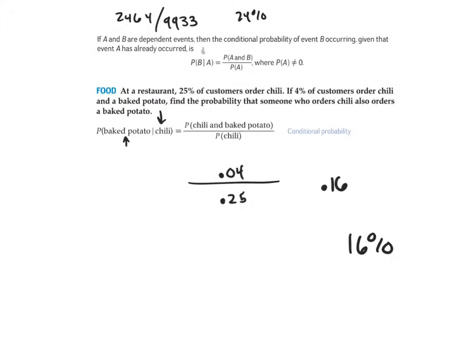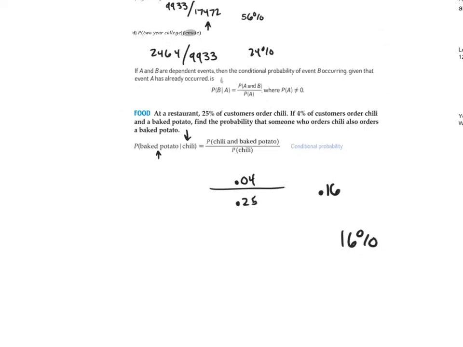Coming up with this on your own without the formula can be very difficult unless you draw out a tree diagram, which is where you just list out all the possible scenarios. But this formula can save time and energy when trying to calculate conditional probability.